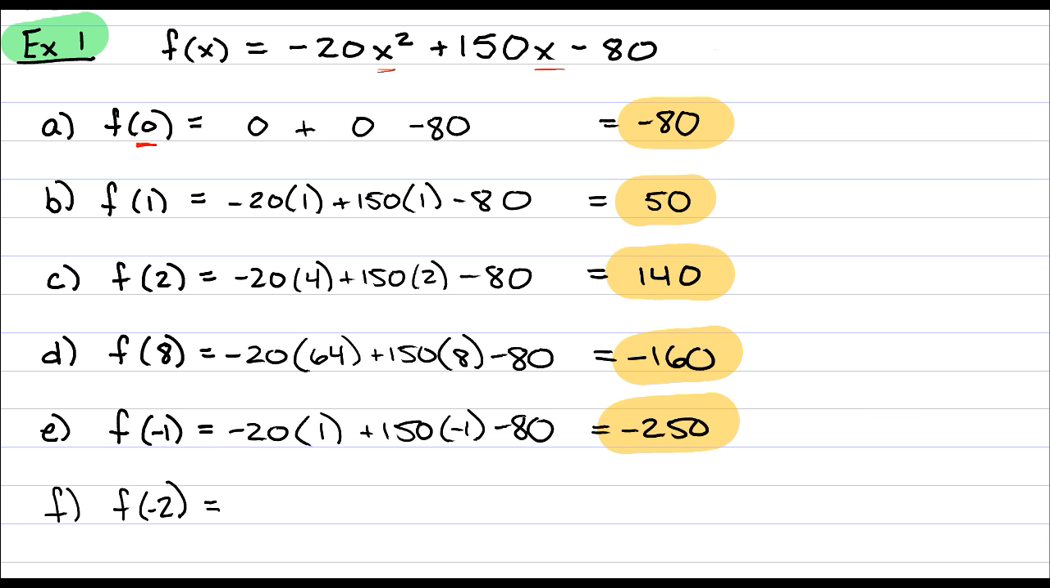And then finally, I want to calculate f of minus 2. So this is minus 20 times negative 2 squared, that's a positive 4, plus 150 times minus 2 minus 80. Okay, now bringing all of that together, I'm going to get minus 460. Okay, and that is how you evaluate a function.